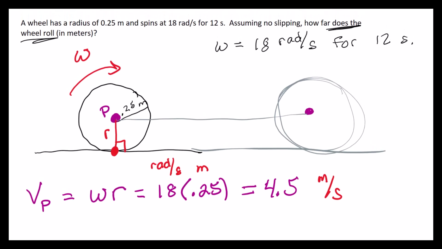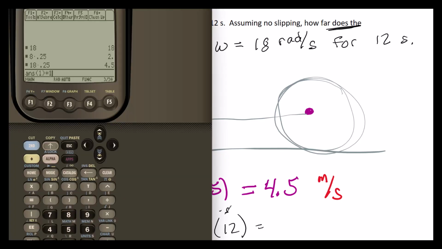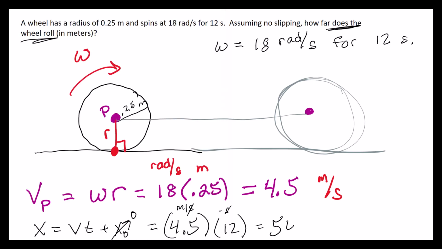Now it's a really straightforward question, because what it's really asking is, if something is going 4.5 meters per second, how far does it go in 12 seconds? The distance traveled is velocity times time plus any initial position, but there's no initial position here. So we have velocity times time, and meters per second times seconds, the seconds cancel out. We have meters, so whatever 4.5 times 12 is, 54 meters.